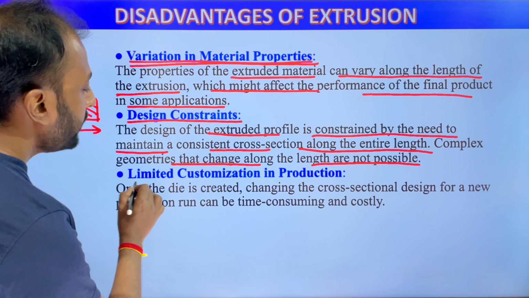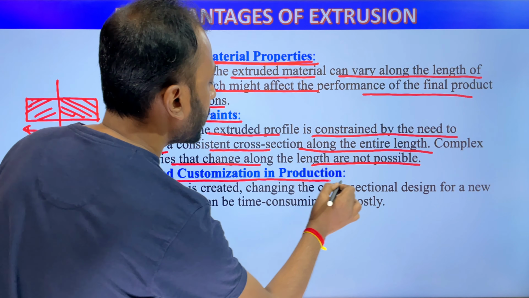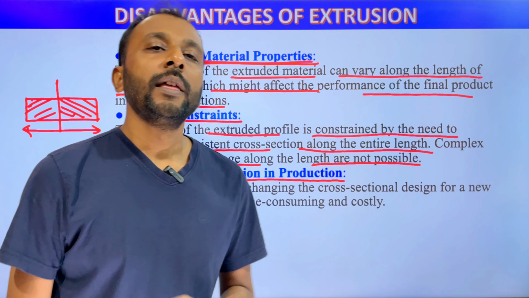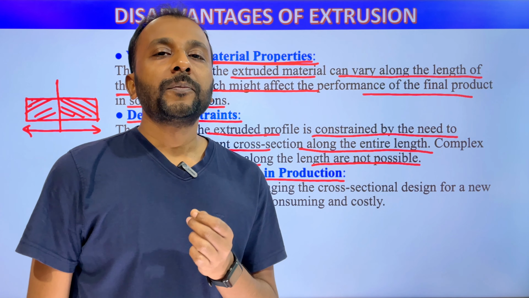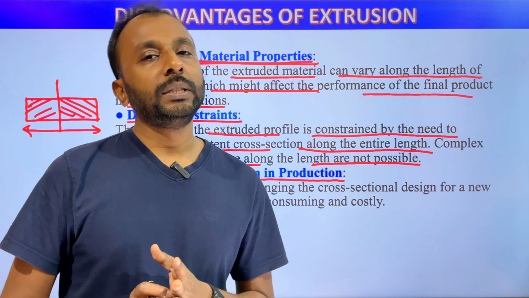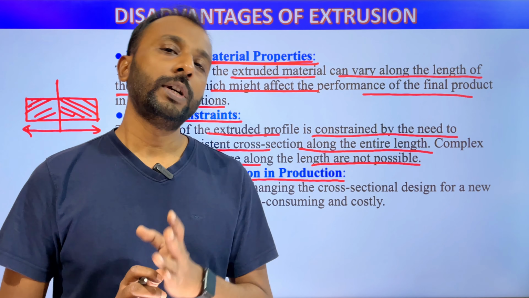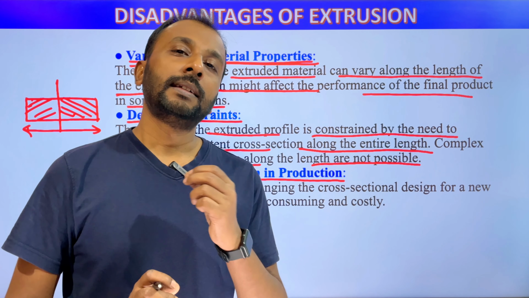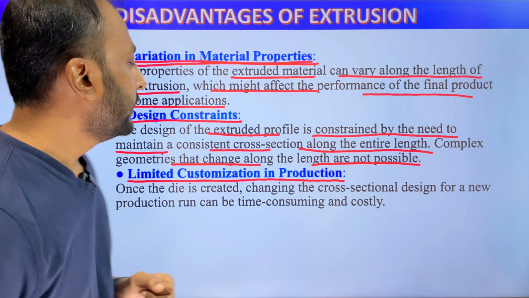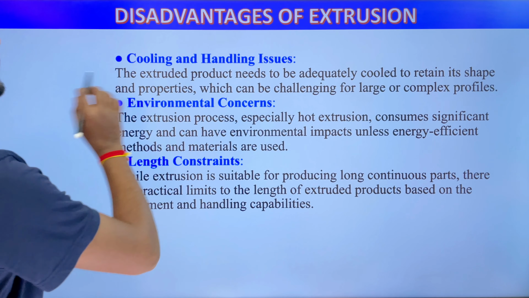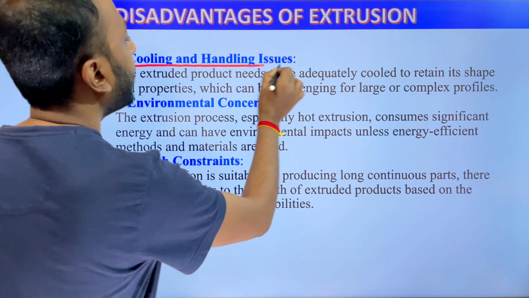Next is limited customization in production. When we are doing the extrusion process using one die, the product will be as per the profile created on the die. If we want to create another profile, then we have to change the die section. This is another limitation.